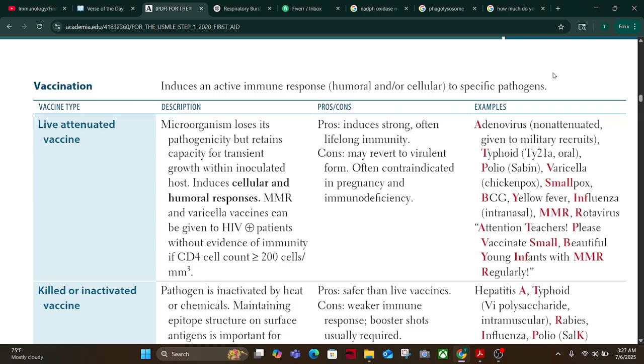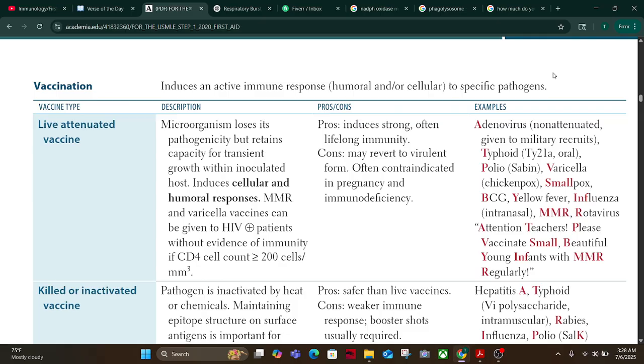So this means HIV patients can get MMR and varicella vaccine if CD4 count is over 200, if the patient has no evidence of immunity, which means you can give them MMR and varicella vaccine if their CD4 count is over 200, if they have no MMR or varicella vaccine history, and or no antibodies to these MMR or varicella.